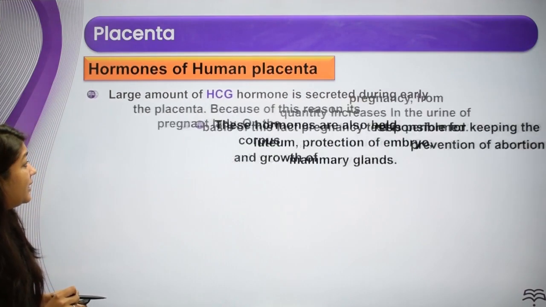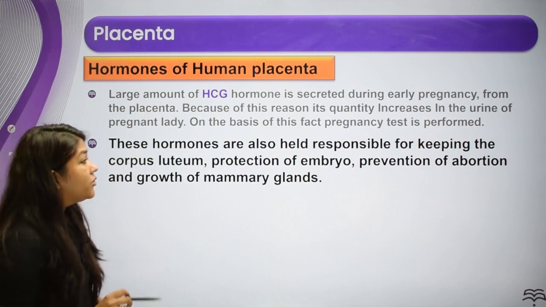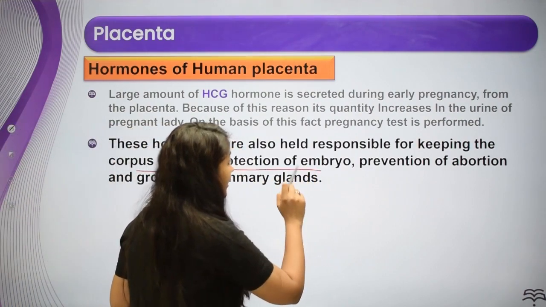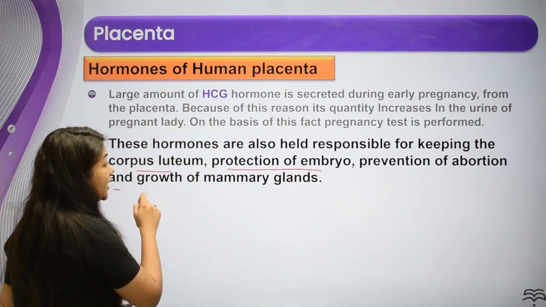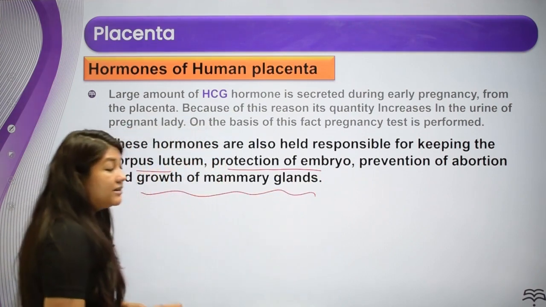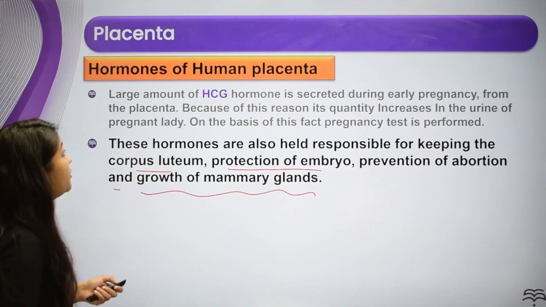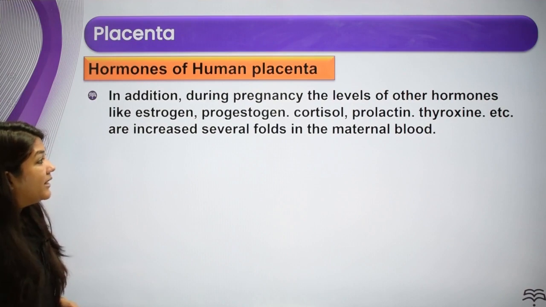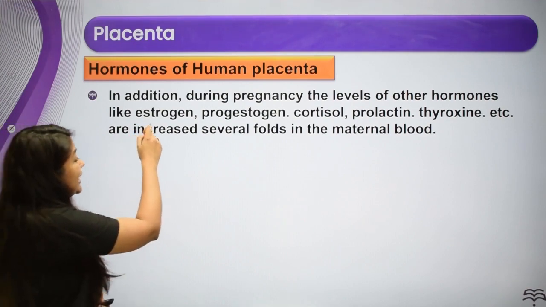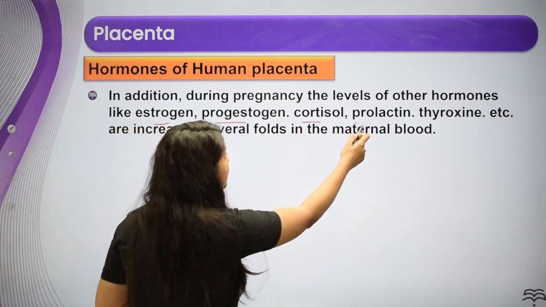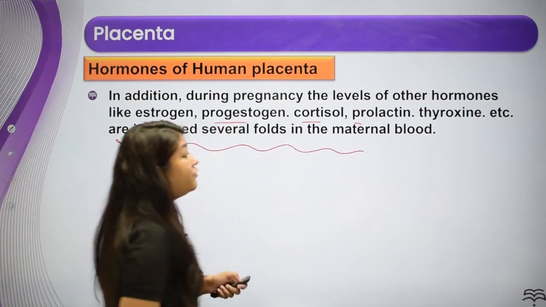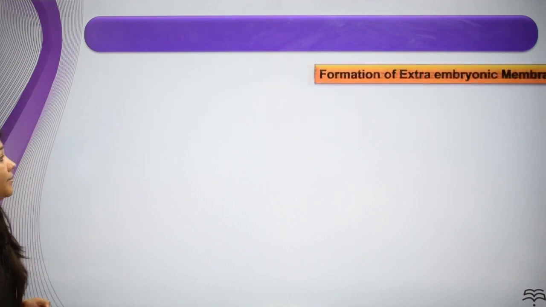Okay. Now, these hormones are also held responsible for keeping the corpus luteum, protection of the embryo, prevention of abortion, and growth of mammary glands, right? All these things are very important for the maintenance of pregnancy. In addition, during pregnancy, the levels of other hormones like estrogen, progesterone, cortisol, prolactin, thyroxine, etc., are also increased several folds in the maternal blood.